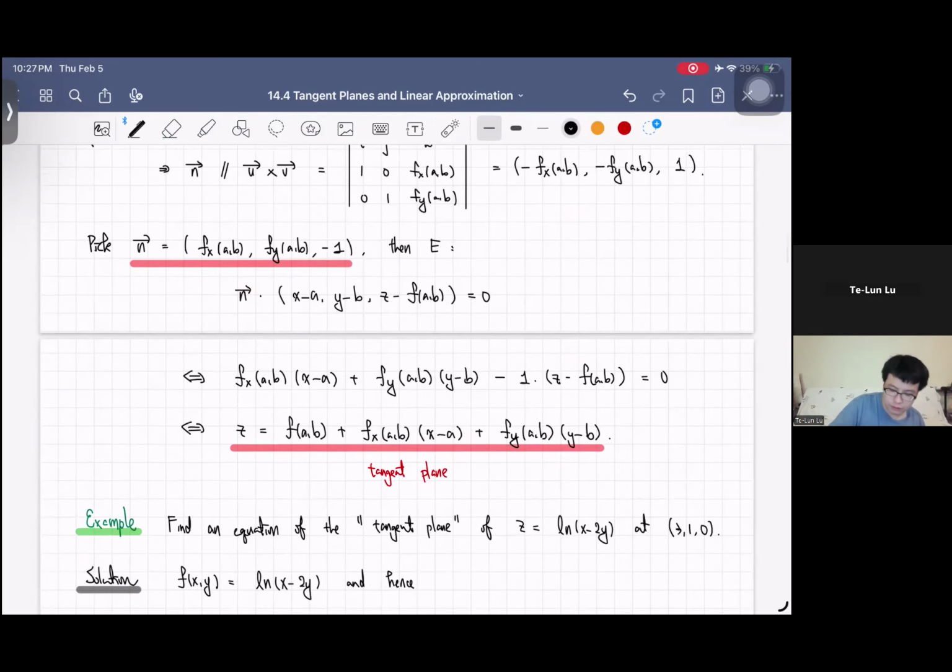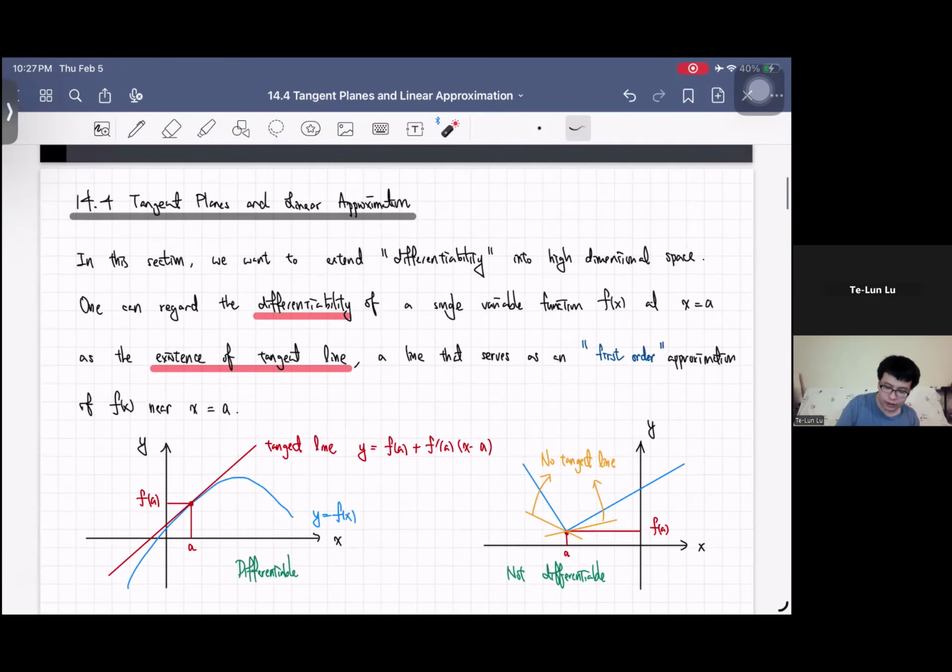If you write it down in terms of scalars, you will get f_x(a,b) times (x minus a), which is these two taking dot product, and f_y(a,b) multiplied by (y minus b), and then finally minus 1 times (z minus f(a,b)). So then we can rearrange it into z equals f(a,b) plus these two guys. It looks very familiar, right? That's because in the one-dimensional case, the tangent line is actually given by y equals f(a) plus f'(a)(x minus a).